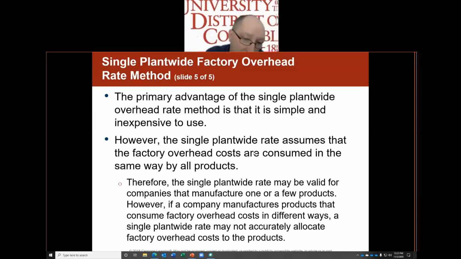Okay, so this method, it's easy to use, right? It's very easy. It's not very expensive to implement this method. But the thing is, it's not very accurate. It doesn't really take into consideration the volume of production. It doesn't take into consideration that there's going to be different volumes for each. It's just a blanket statement. That's why the single plant-wide method, it's okay, but it has its flaws.